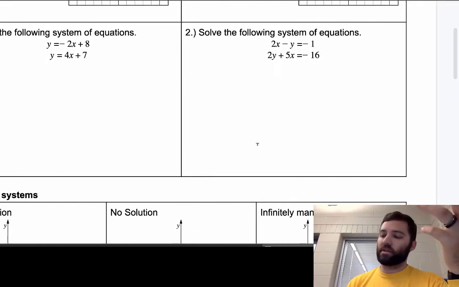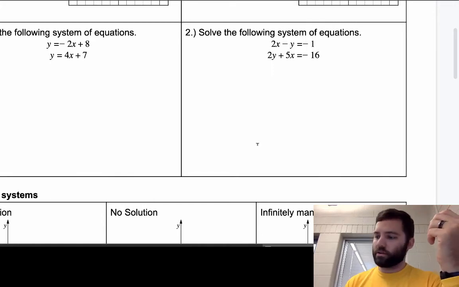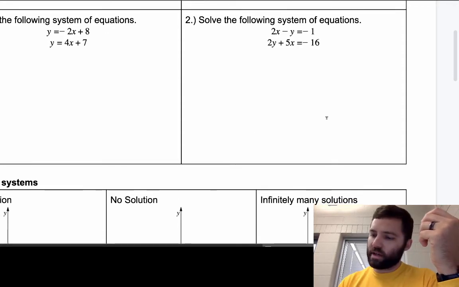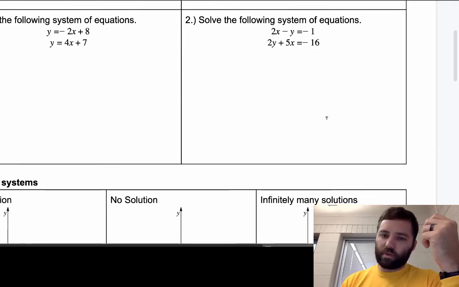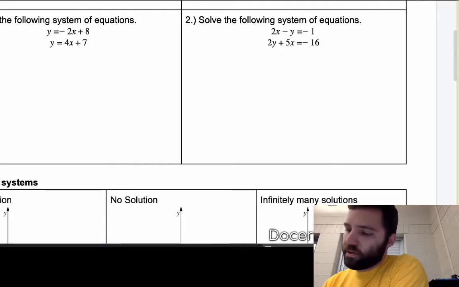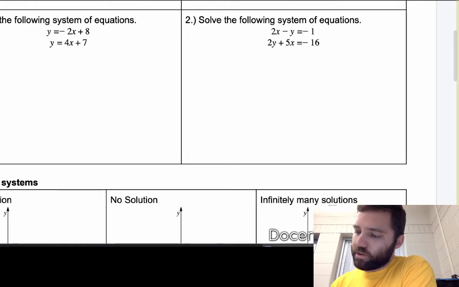These ones are not in slope-intercept form, so we will have to be a little bit more careful here. So I guess that's as far as I can get it over to the side here. All right, so here's what we will do. We are going to get the first equation in slope-intercept form so we can easily graph it. Okay, so we'll go over here and do this.